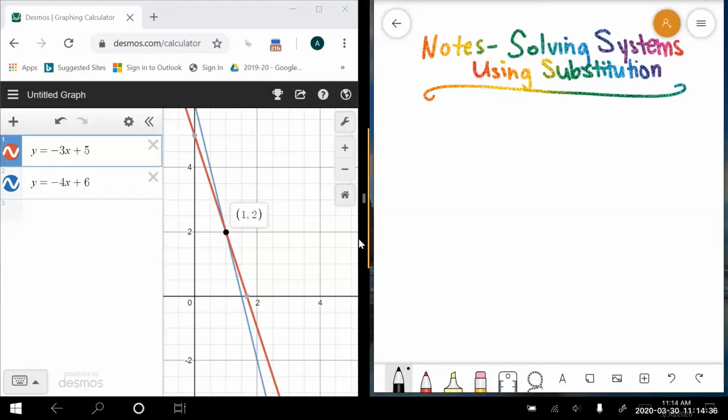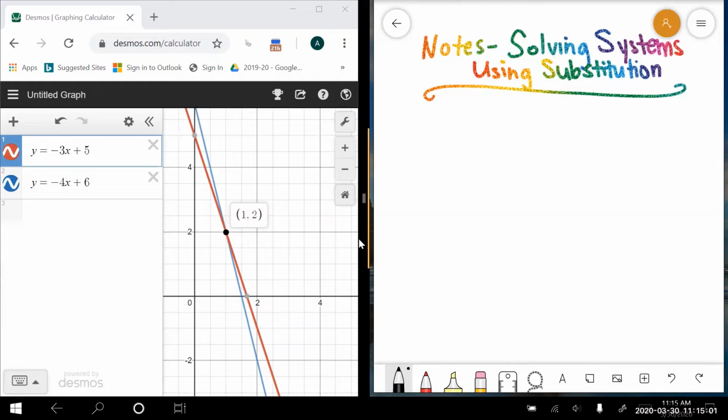We left off last time graphing these systems of equations, linear equations to be precise right now for Algebra 1. And this is what we ended up with. We graphed these two lines, we graphed them by hand last time. Today I'm using Desmos. And we determined that their solution was the point where those two lines cross. And in this example, that point is 1, 2.